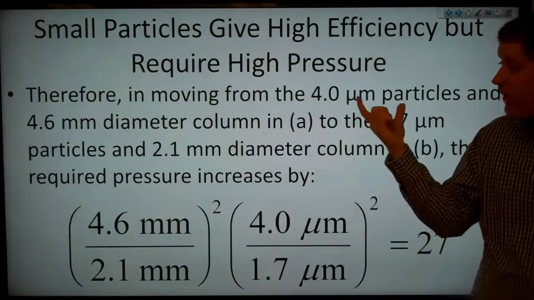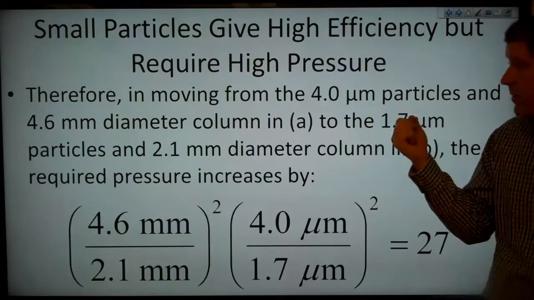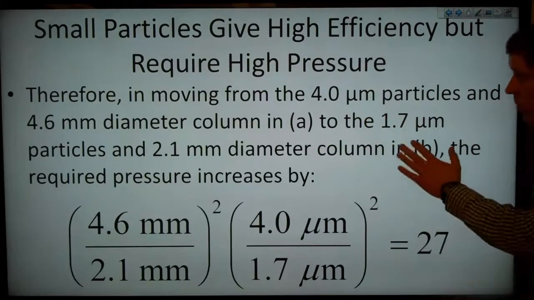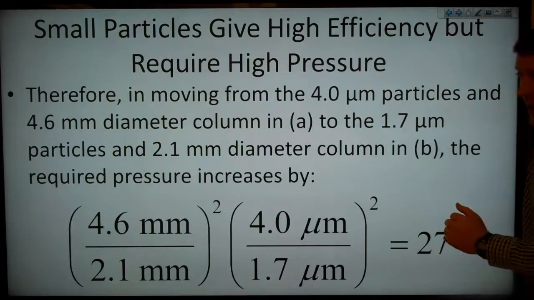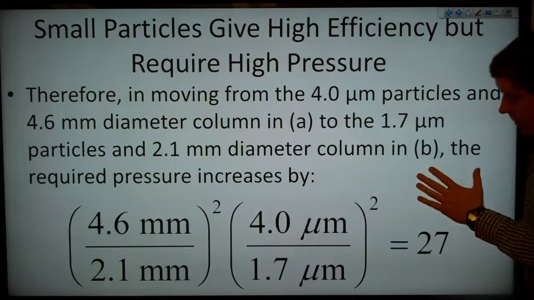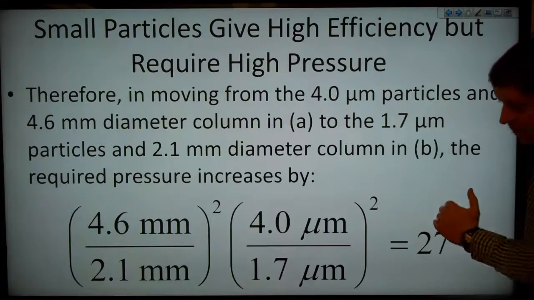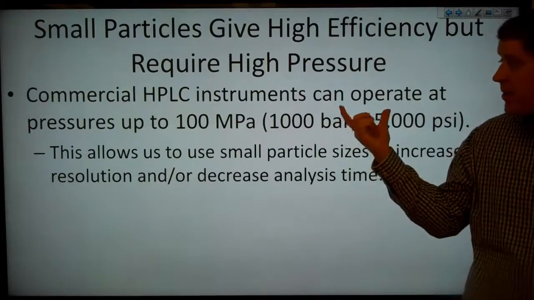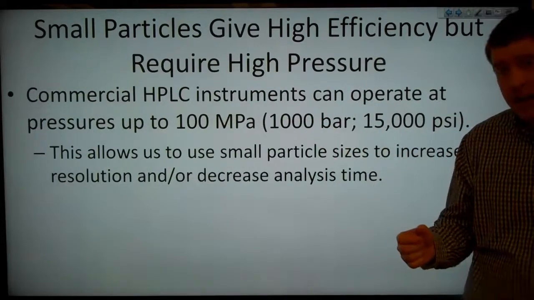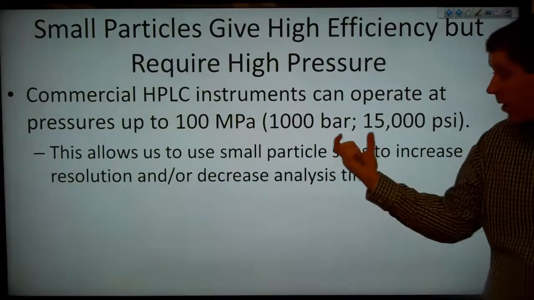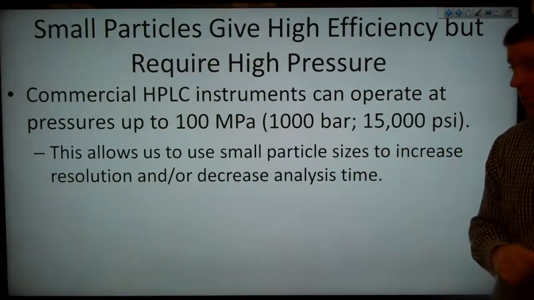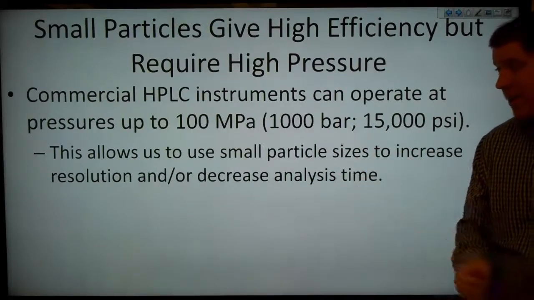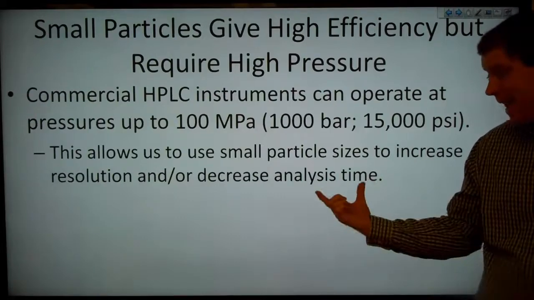And therefore, in moving from the 4.0 micron particles and 4.6 millimeter diameter column in A to the 1.7 micron particles and 2.1 millimeter diameter column used in B, the required pressure increases by a factor of 27. So commercial HPLC instruments can operate at pressures up to 100 megapascals. This is 1,000 bar or 15,000 pounds per square inch, PSI. And this allows us to use small particle sizes to increase the resolution and/or decrease the analysis time.